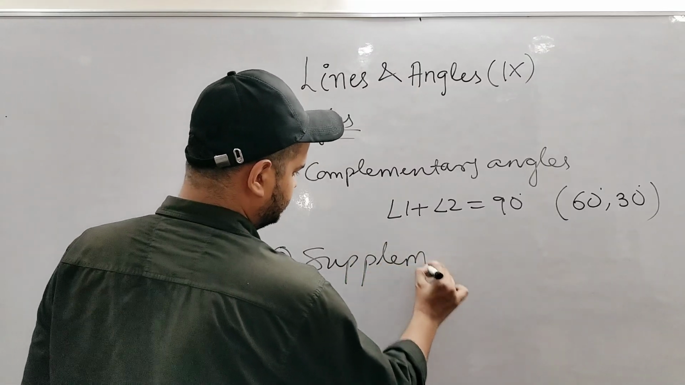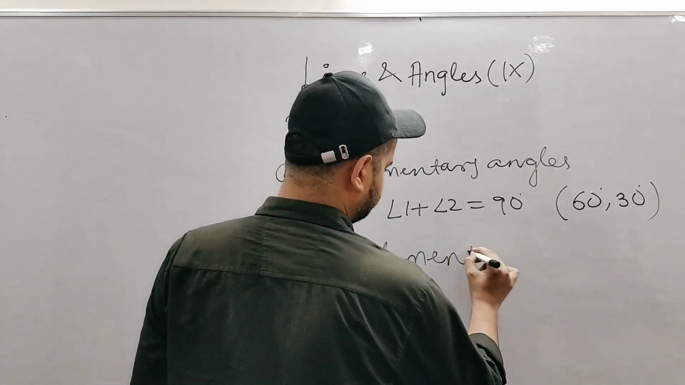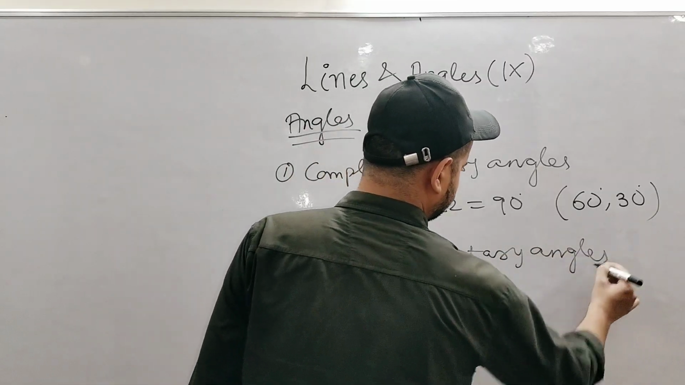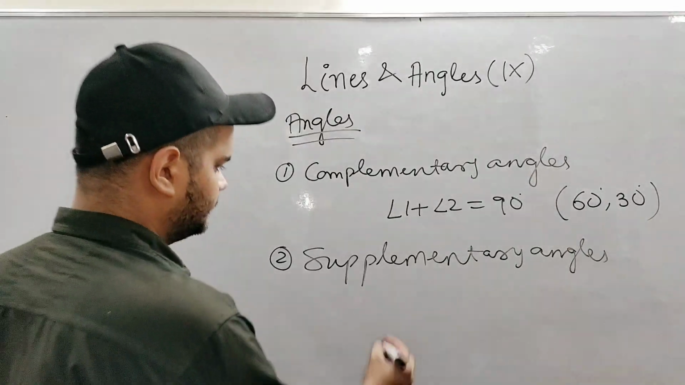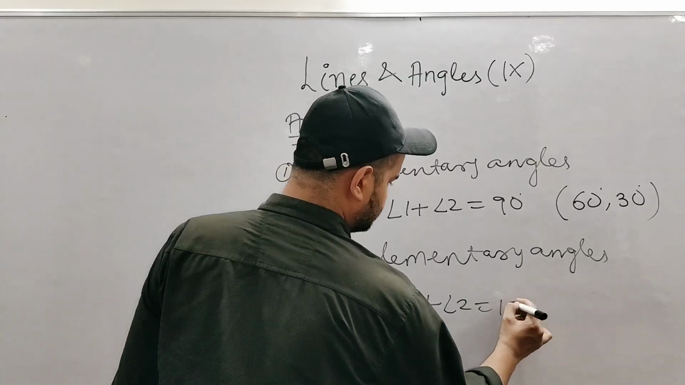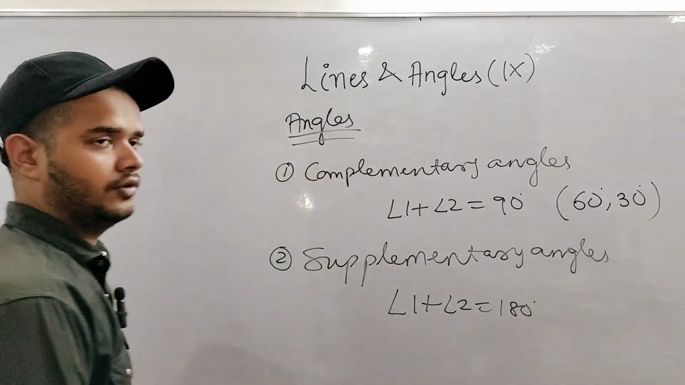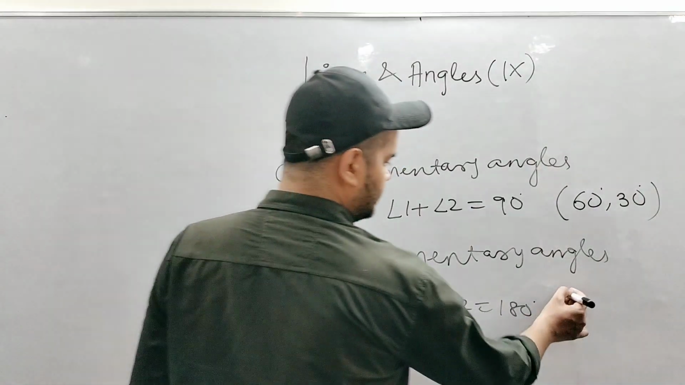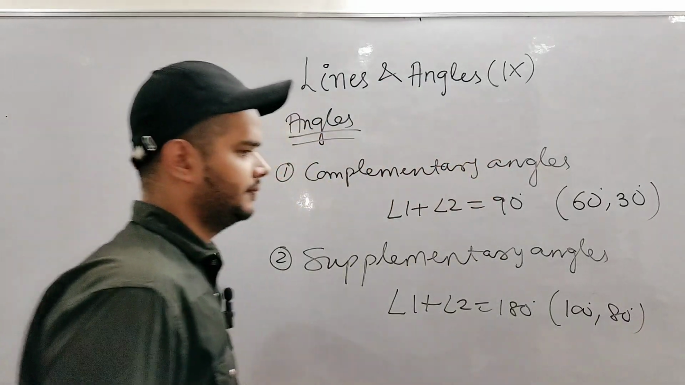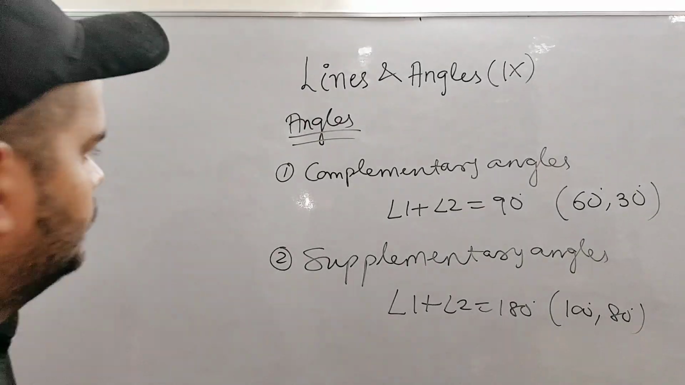Okay. Second is supplementary angles. What are they? When sum of two angles is 180 degree, like for example 100 degree and 80 degree. Okay, note it down.